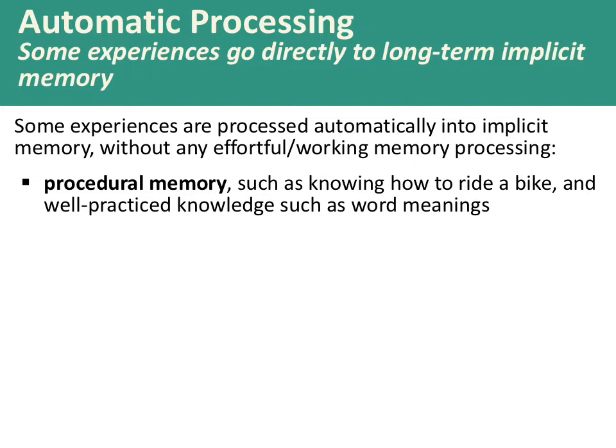So let me give you some examples. Procedural memory. For example, driving a car. Now, when you first learn to drive a car, and while you're still a beginner, yes, it requires effort. So originally, you're learning and processing through explicit. But after you've done it long enough, it becomes automatic, it becomes an implicit memory.